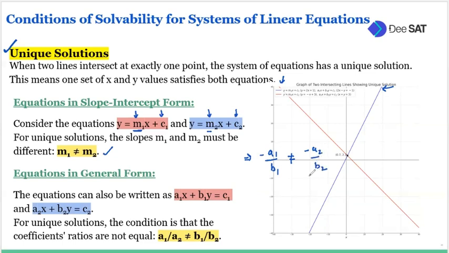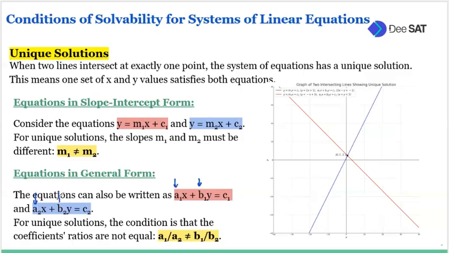If you just see this, it is simple mathematics. You can cancel out the negative sign on both sides and do a small rearrangement, which can be written as A1 by A2 is not equivalent to B1 by B2, which is written over here as a rule. So whenever such a thing happens, you just need to look at the coefficients of x and y.